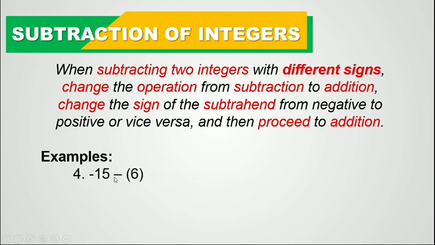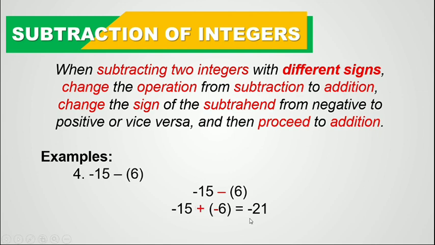Fourth example, negative 15 minus 6. Again, you have to change the subtraction operation from minus to plus. The operation from subtraction becomes plus. And then since this is positive 6, you change the subtrahend from positive to negative. Then we proceed to addition. So negative 15 plus negative 6.